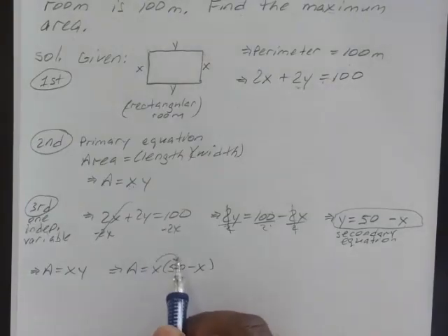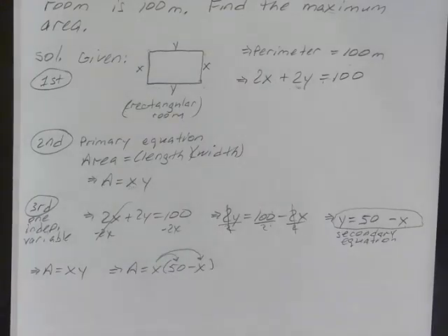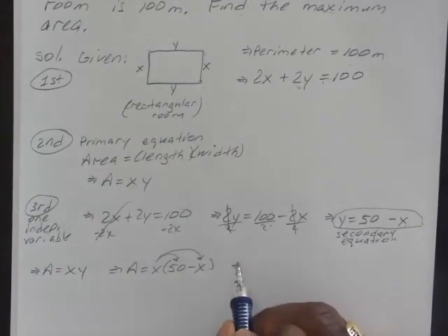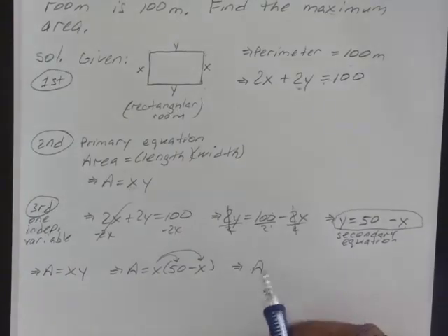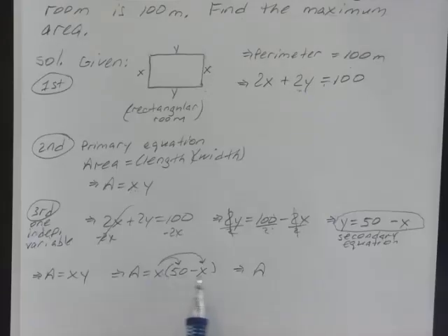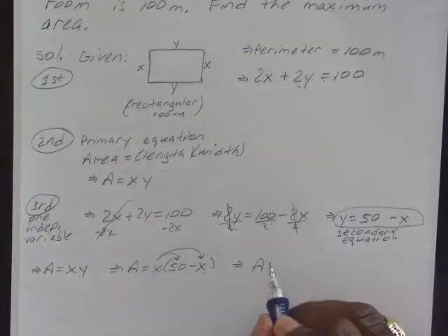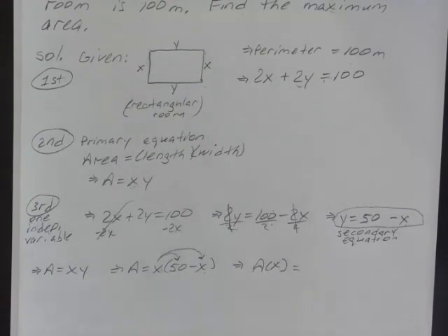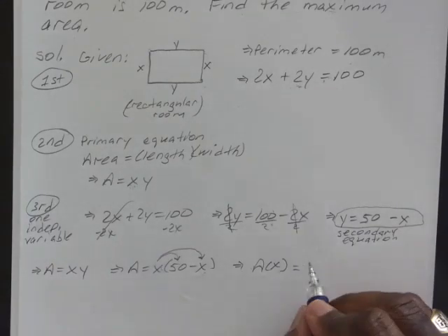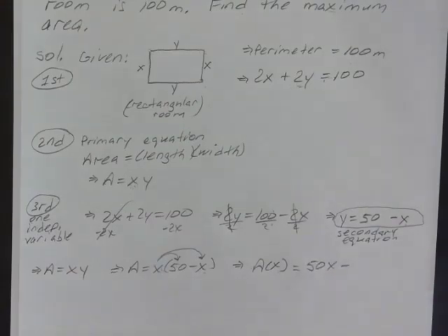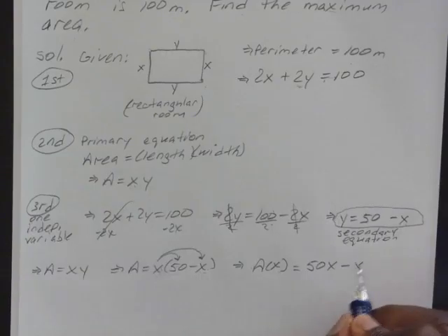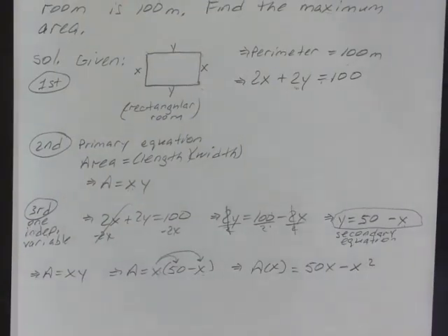So if we distribute that x, just to simplify it a little bit, we have A is equal to, and if you want, because now A is a function of just x, you can say A, or you can say A of x. Same exact thing, so it's up to you whether or not you want to actually do that, but you can. So that's x times 50, which is 50x, minus x times x, which is x squared. So we have our function of one variable.